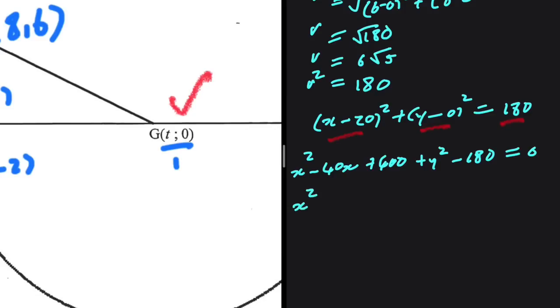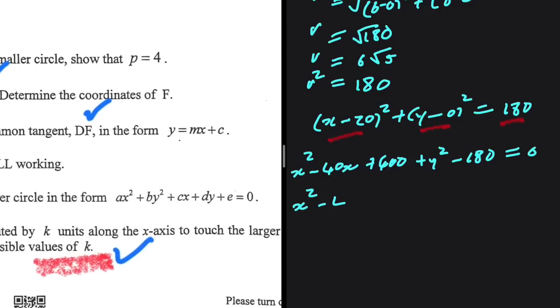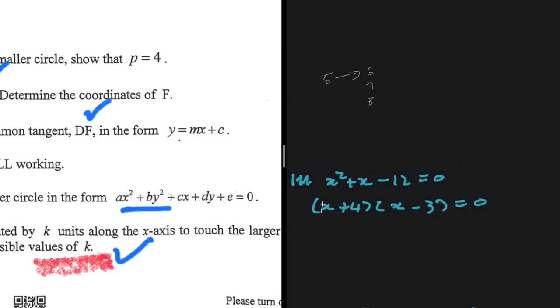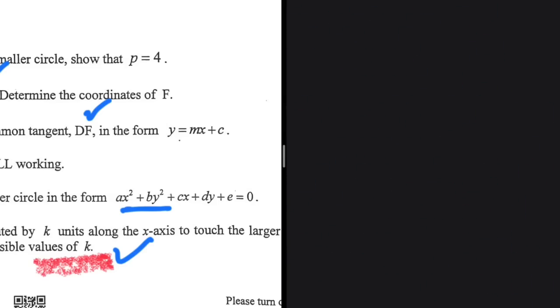So x squared minus 40x. Let me look at the form so that I don't ruin it. Okay, after x squared, I shall follow with by squared. So x squared plus, what am I doing? Okay, let me look for that again.